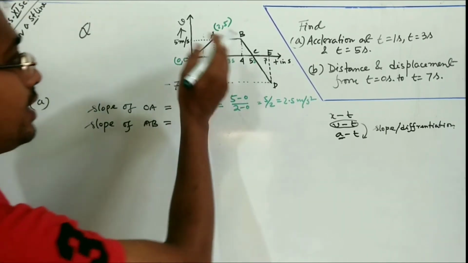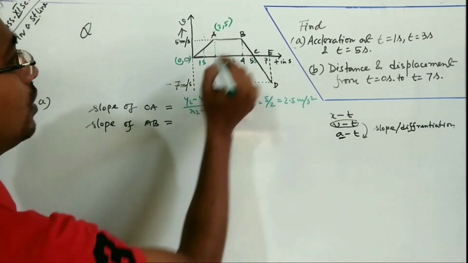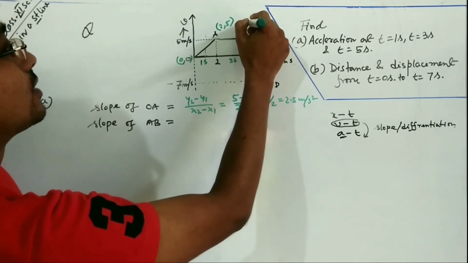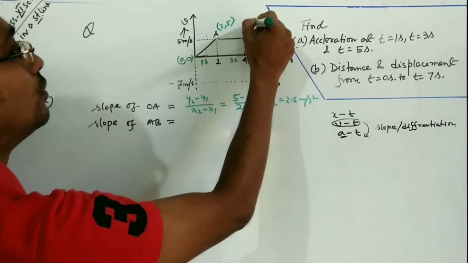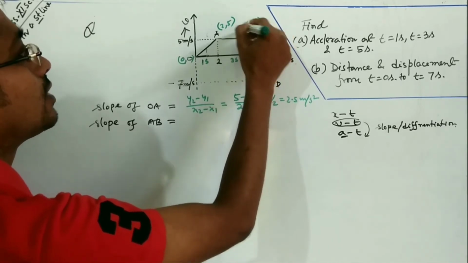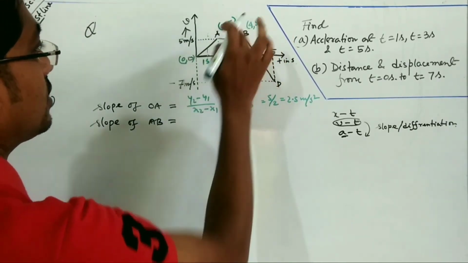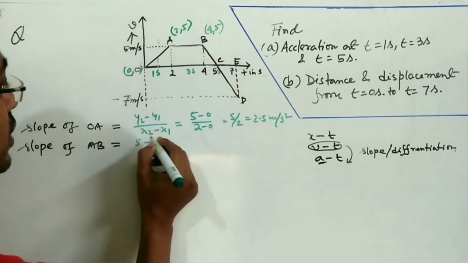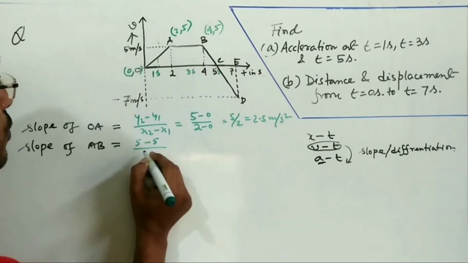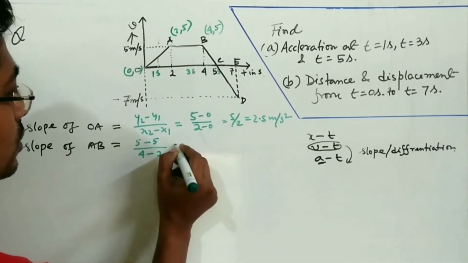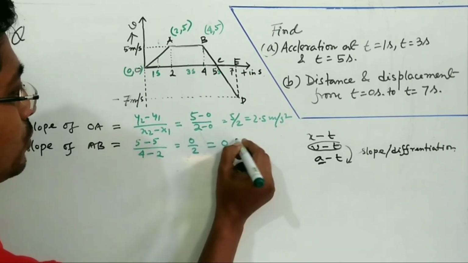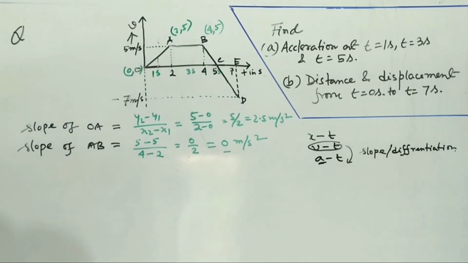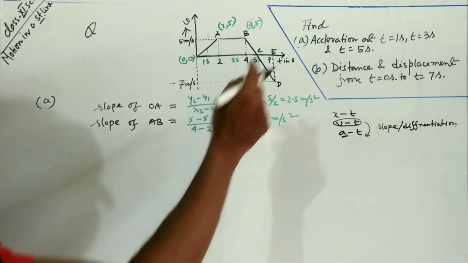Okay, we can find it from the numerical also. What is the coordinate of this line? It is actually x 4, 4, 5. Okay, this is the coordinate of the line. Here y2 is 5, minus y1 which is also 5, and x2 is 4, x1 is 2. So 0 by 2. That means 0 meters per second square. Okay, so acceleration is 0.